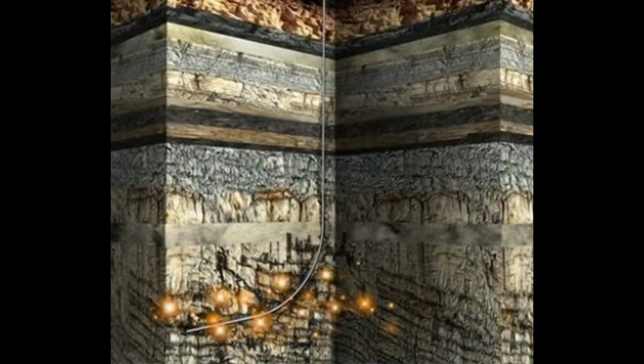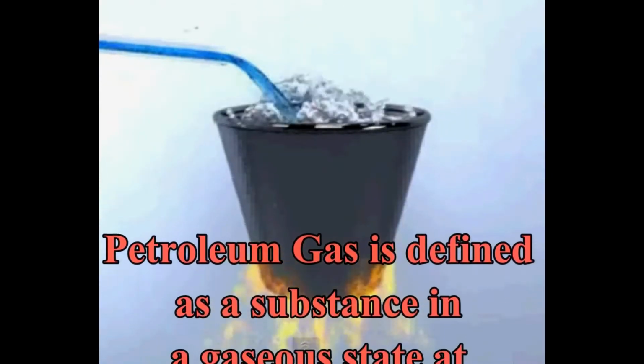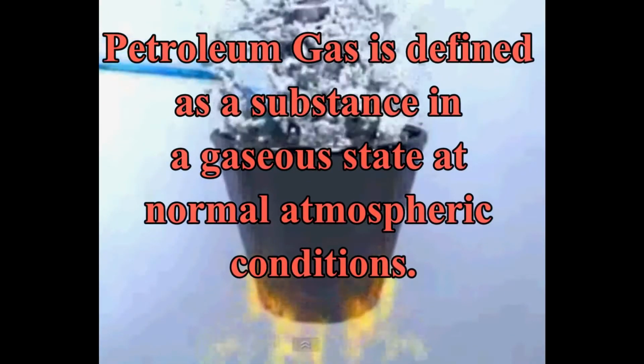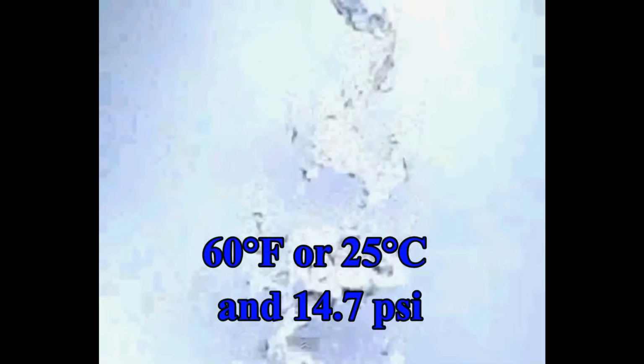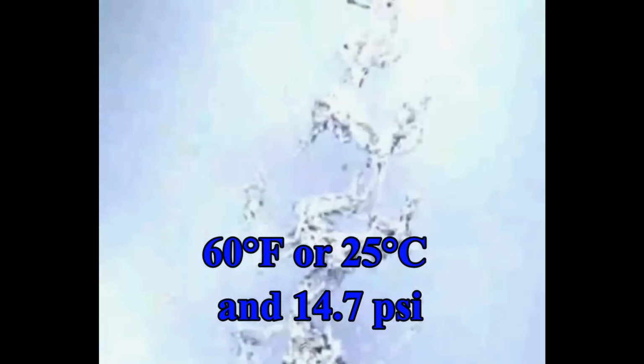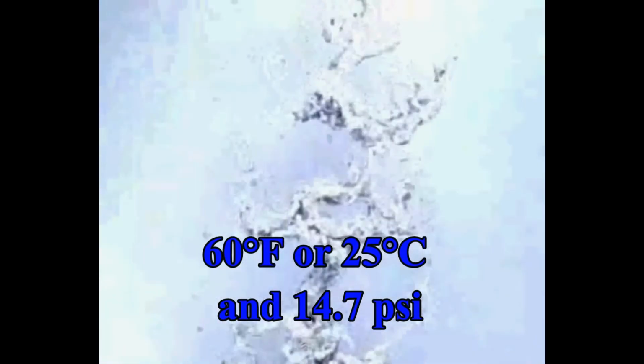Let's start with the term fluid. As I just said, a fluid is a substance that flows and yields to any force tending to change its shape. This means that it takes the shape of its container. Both liquids and gases are fluids. Petroleum gas is defined as a substance in a gaseous state at normal atmospheric conditions, usually defined as 60 degrees Fahrenheit or 25 degrees Celsius and 14.7 psi, pounds per square inch.